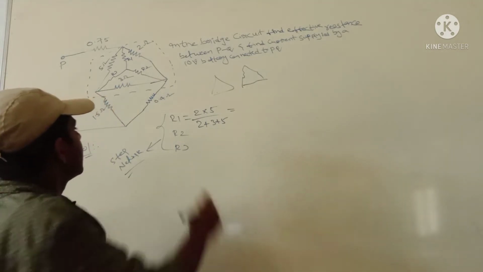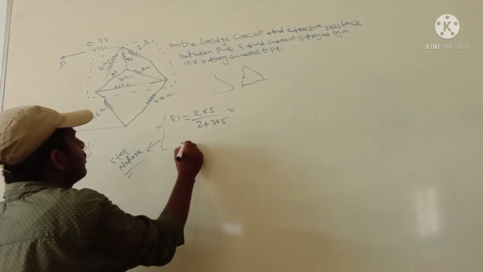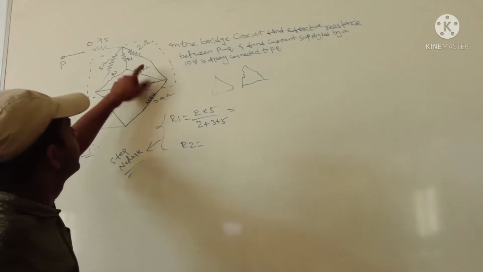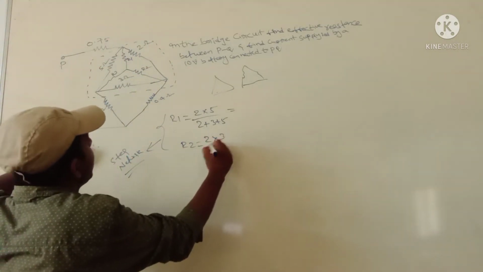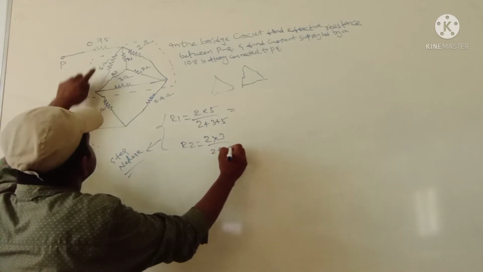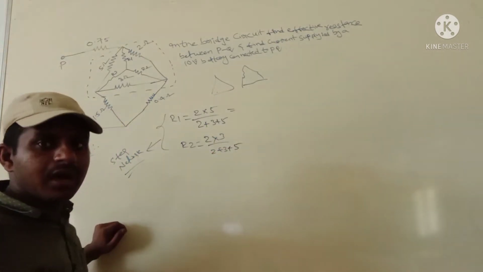And also if you want to go for the R2, here R2 is given as basically opposite wall into adjacent wall. So 2 into 3 by 2 plus 3 plus 5. This is the value of R2.